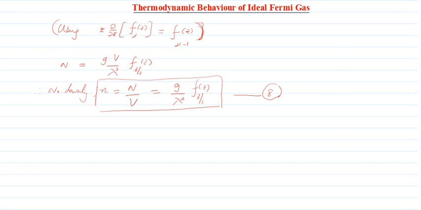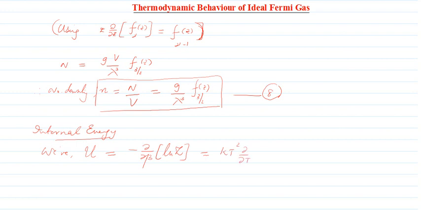So now another important thing is we are interested in knowing the internal energy of the ideal Fermi system. So let's obtain an expression for the internal energy. For that, we have to start with the standard expression for internal energy in ensemble formalism, that is U equal to minus dou by dou beta of log of the grand partition function, which is also equal to, by using the identity, kT square dou by dou T.